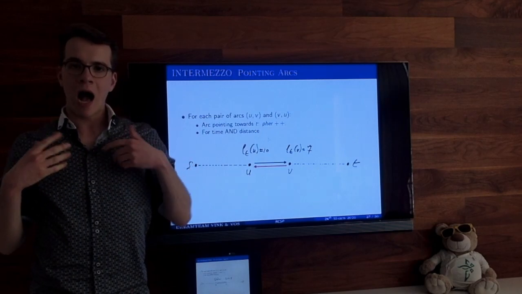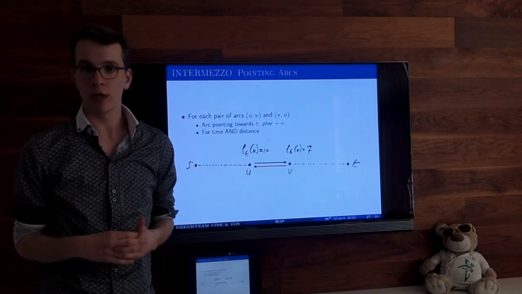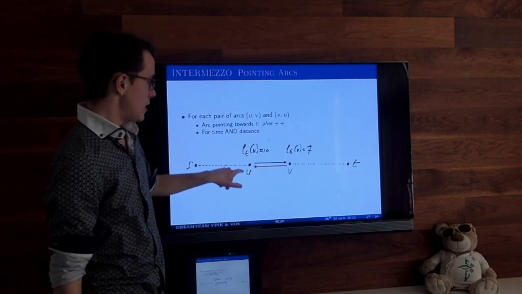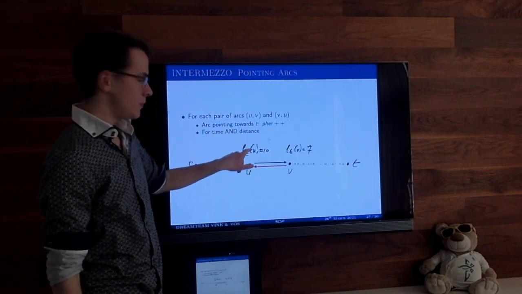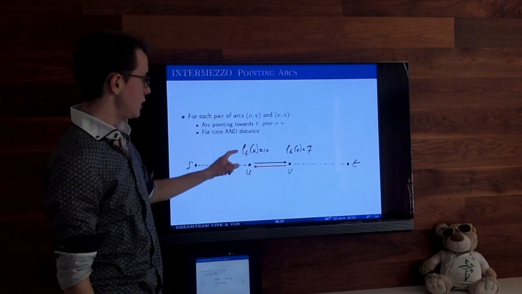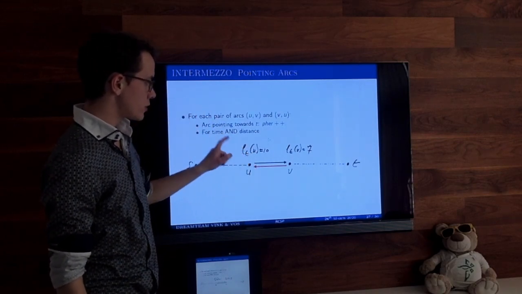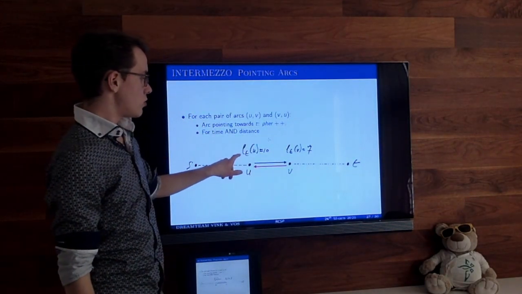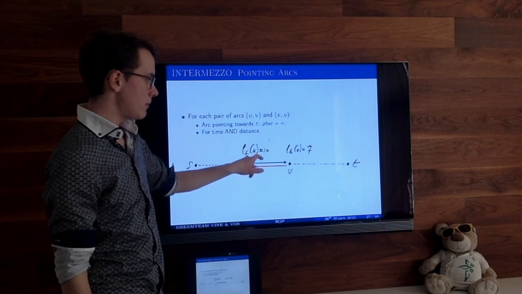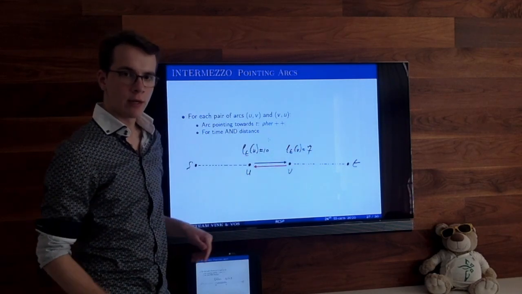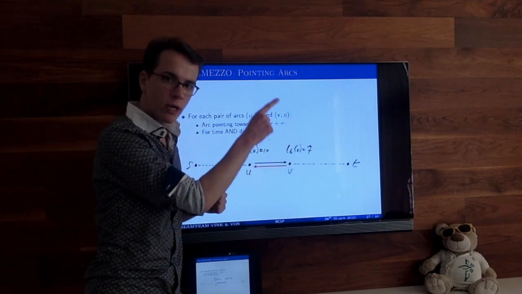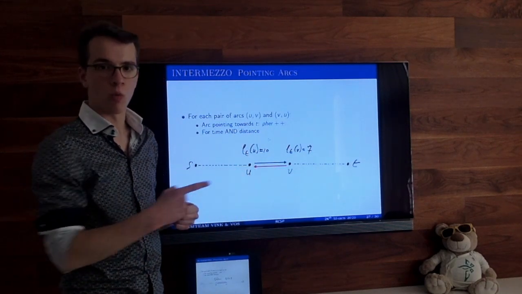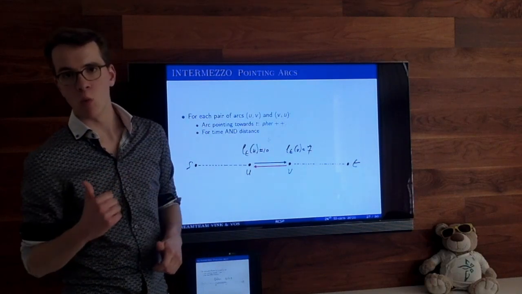Okay, how do we know if an arc is pointing towards T or not? What we do is look at U and V, and we look at the value LT of U. Recall, LT of U means the shortest path distance from U to T. Suppose that LT of U is 10 and LT of V is 7. Then if we go from U to V, we get closer to T. Hence, in this case, the blue arc is pointing towards T and the red arc is pointing away from T.